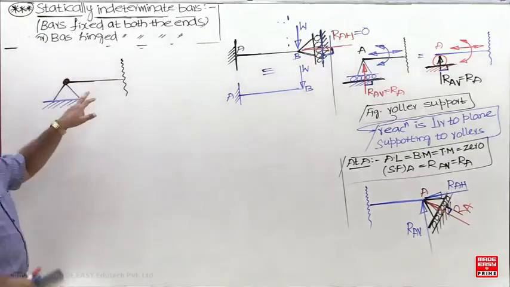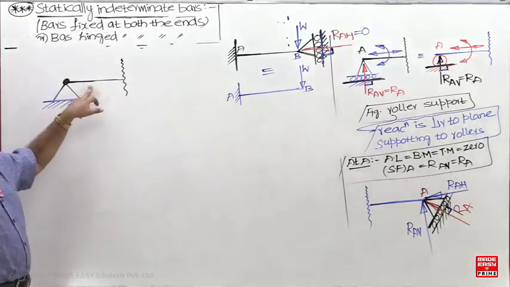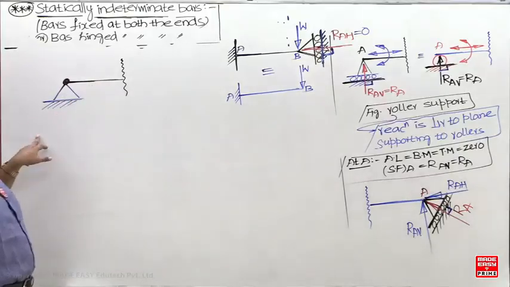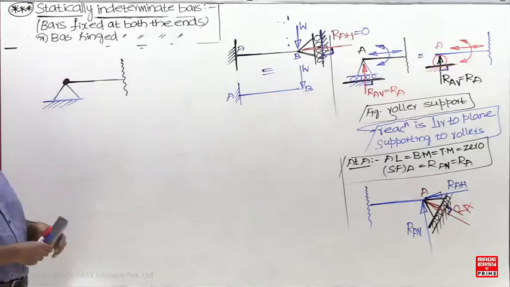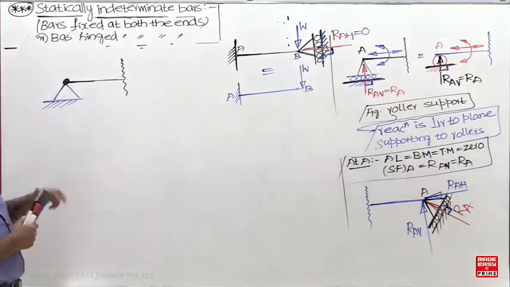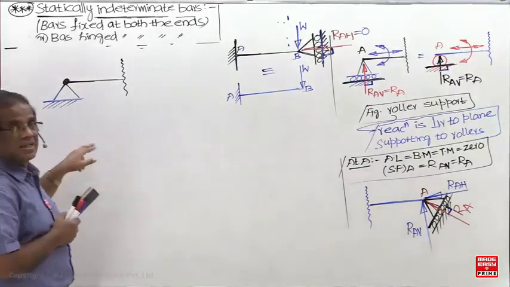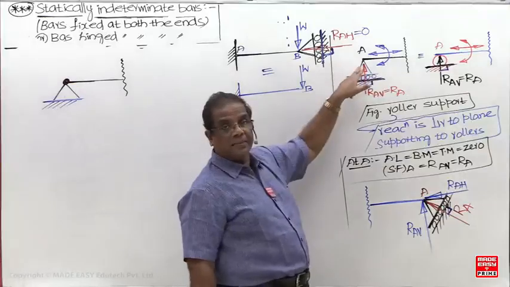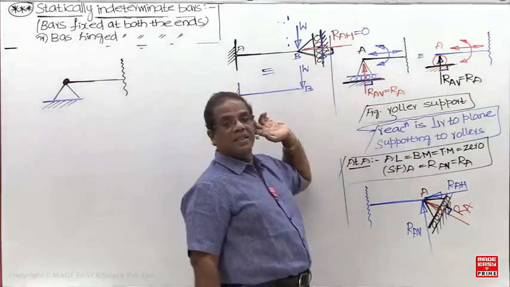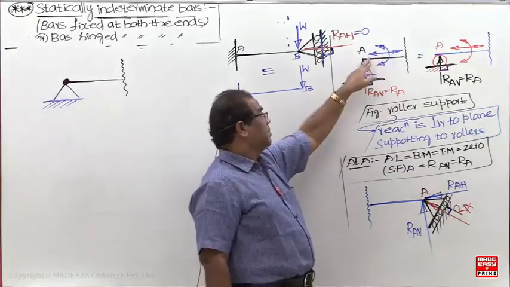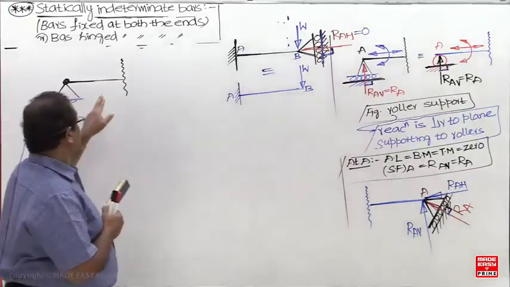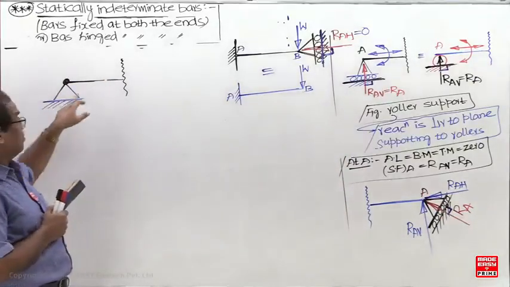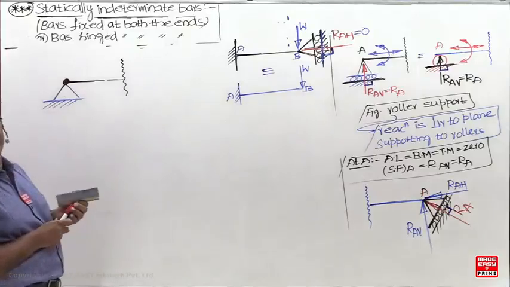What is this black color line? The longitudinal axis of the beam. This is a support. What is this red color dot? A pin. These two are connected by means of a pin. So what about this beam? In the previous case, the beam is simply kept on a support. There is no connection between these two. But here, this beam is joined to this support with the help of a pin.